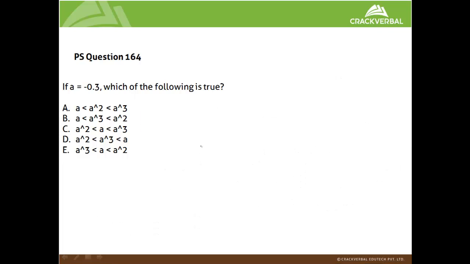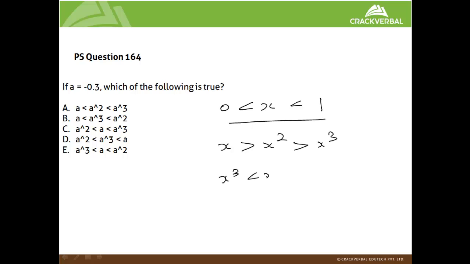Now let's see what's the concept behind this question. The concept or math behind this question is, remember that if x is a proper fraction and it's positive, say x is between 0 and 1, then always x would be greater than x square, and x square would be greater than x cube. That is, x cube is the least, x square is the second least, and x would be the greatest. Remember this. You can just plug and check.